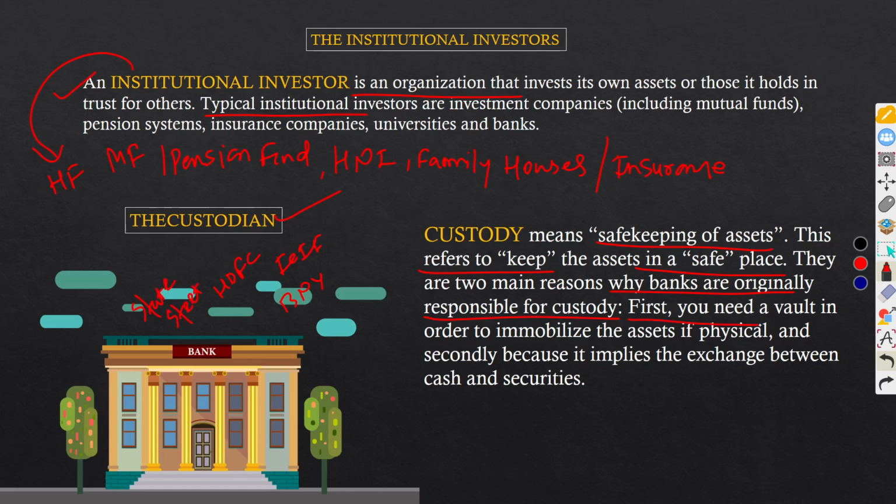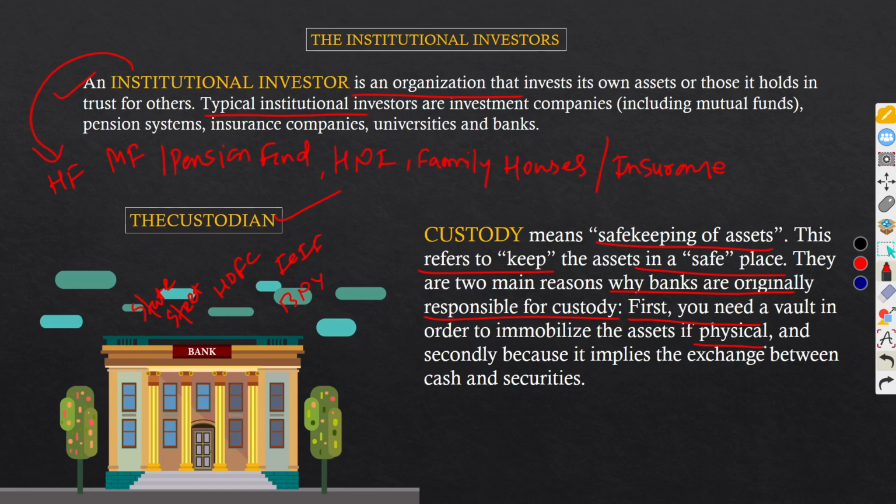First, you need a vault in order to immobilize the assets if physical. A vault means a locker. Each and every bank has a locker facility. For example, if you want to keep your durable goods or currencies in a bank, the bank will assign a locker to you, and that locker comes under your custody because the bank will provide safety and security to your durable goods, gold, precious metals, or even property documents. If you want someone who can provide custody and safekeeping services to your goods, digital assets, or documents, you can approach banks to assign a locker or vault to you.